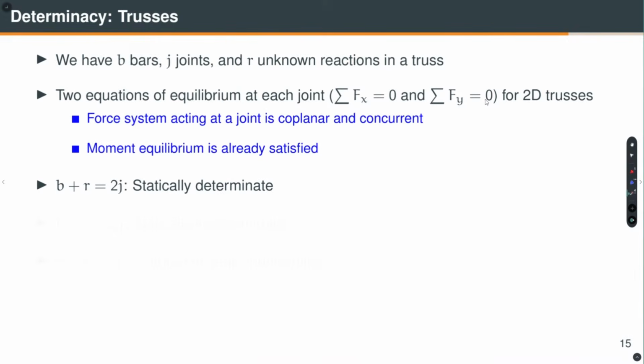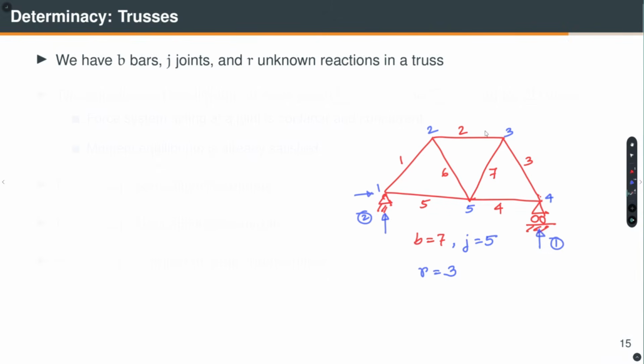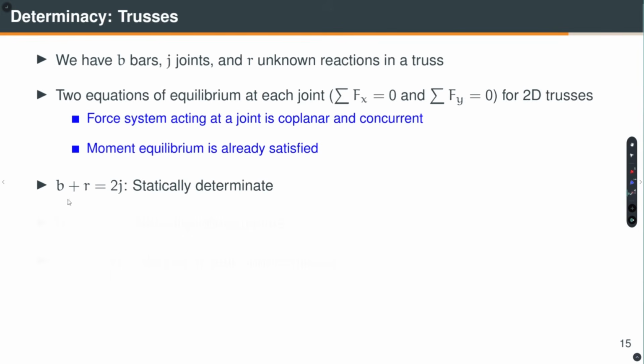So, for a truss, how many unknowns are there? You have B member forces, which is 7 here, plus the reactions, which is 3 here. So, total unknowns is 10. How many equations of equilibrium do you have? You have 2 equations per joint, so you have 2J. That means, if B plus R is equal to 2J, it is statically determinate.